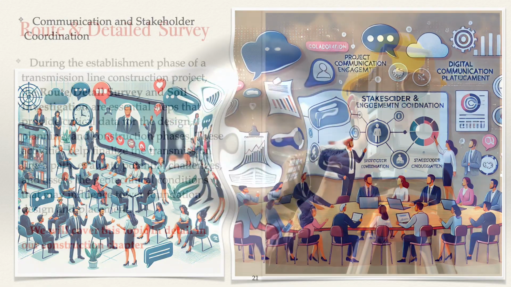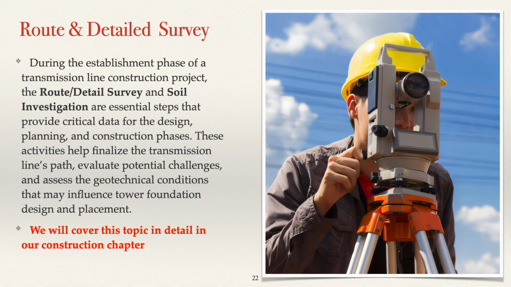Now let us start the seventh topic on project management: route and detailed survey. During the establishment phase of a transmission line construction project, the route and detailed survey and soil investigation are essential steps that provide critical data for the design, planning, and construction phases. These activities help finalize the transmission line's path, evaluate potential challenges, and assess the geotechnical conditions that may influence tower foundation design and placement.